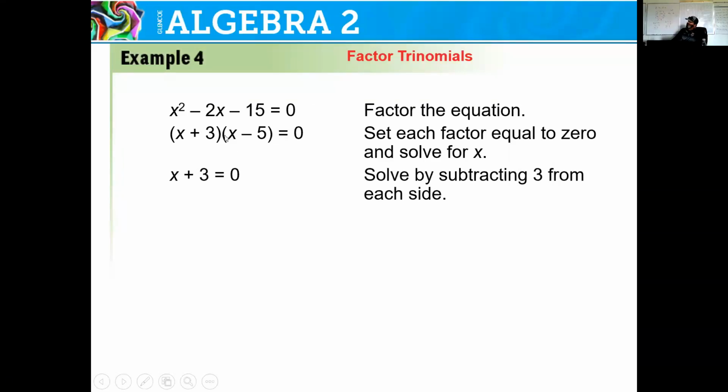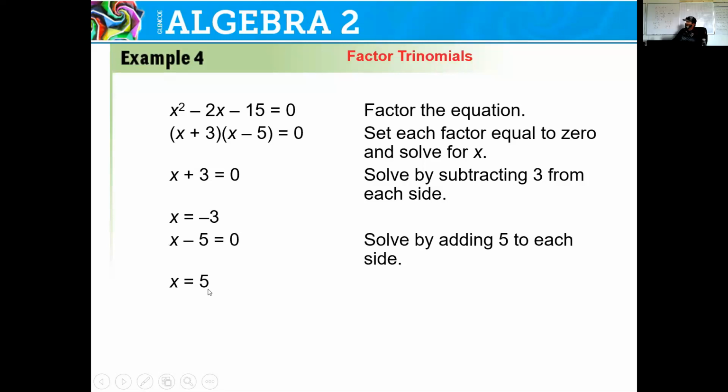So back to the book, we set it equal to 0 when we solve. So x is equal to negative 3. Then x is going to be equal to 5.